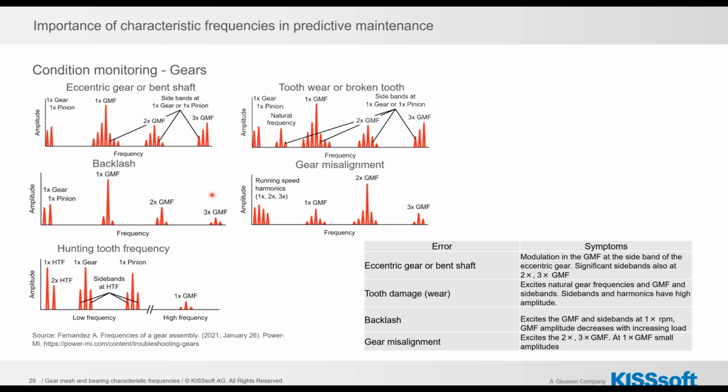Now, according to the literature, by knowing the gear mesh frequency and having the measured signal, we can identify an eccentric gear or bent shaft when we have modulation in the gear mesh frequency and sidebands of the eccentric gears. Then we can have tooth wear or a broken tooth, where we would see amplitude in the natural frequencies, but also in gear mesh frequencies. For an increase in backlash, typically we have high amplitude in the first gear mesh frequency and lower amplitude in the others. And for example, for gear misalignment, we typically have higher amplitudes in the second harmonic with some significant sidebands around it.